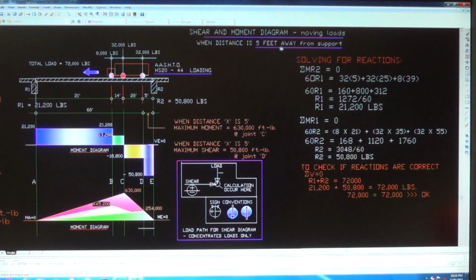That's why I put it over here. Now this is 5 feet away. See what happens. We're gonna solve the shear and the moment in that particular position here.